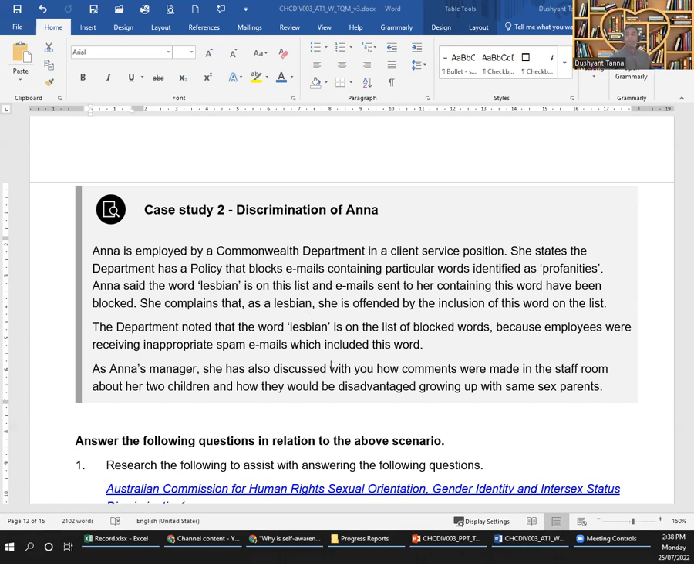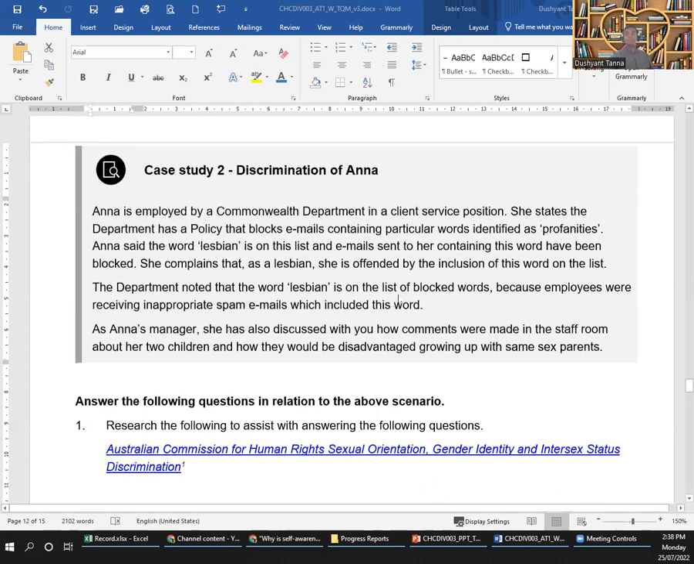The department noted the word lesbian is on a block list because the employees were receiving inappropriate spam email which included this word. So from the government department, they blocked everything including this word, right? Kind of fair enough. As her manager, she has also discussed with you how comments were made in the staff room about her two children and how they would be disadvantaged growing up with same-sex parents. Okay.